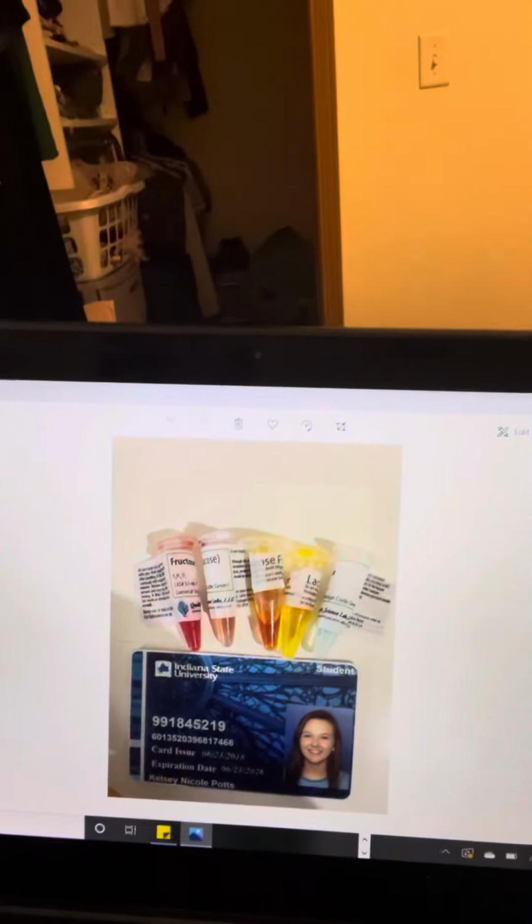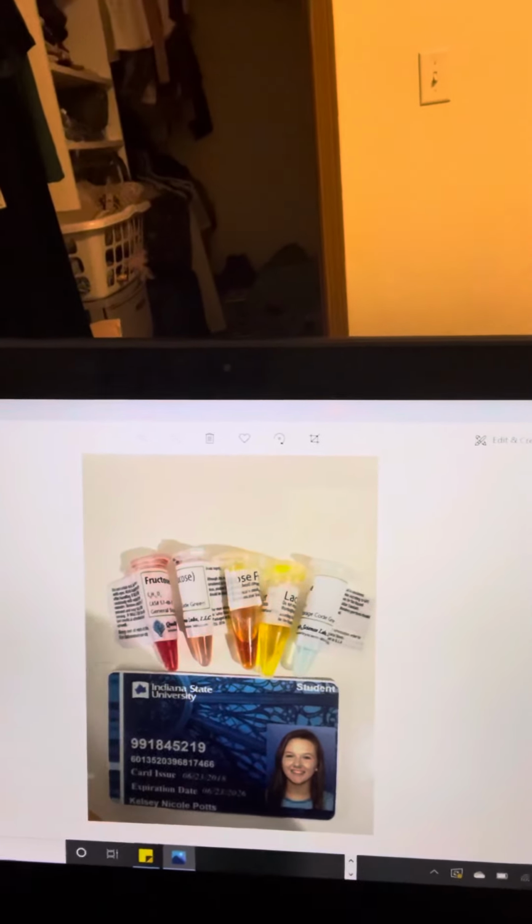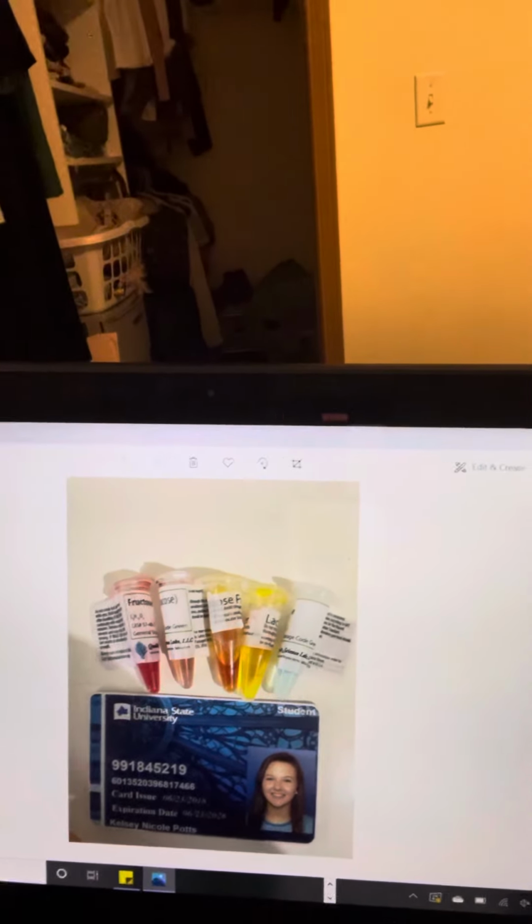And I have a picture of my results. So those were what happened after they were in the hot water bath for about 5 minutes. And I also have written out the structures for these sugars.